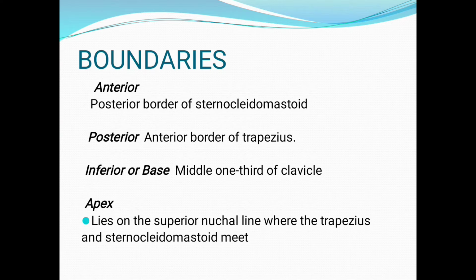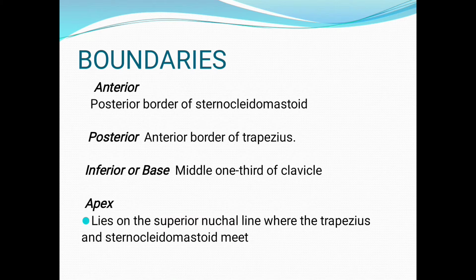Today in this tutorial I will discuss the boundaries of the posterior triangle. When I say boundaries, what does this mean? It means that if any structure is present somewhere, it must be bounded on all sides by some other structures. So we are concerned here with the posterior triangle.